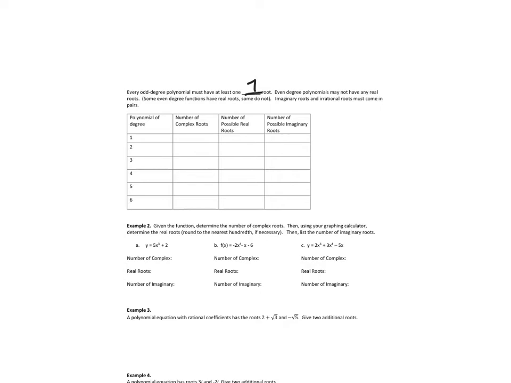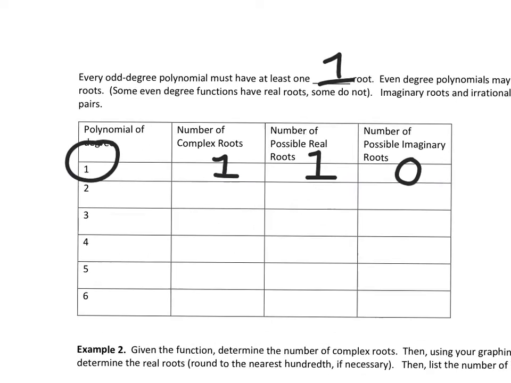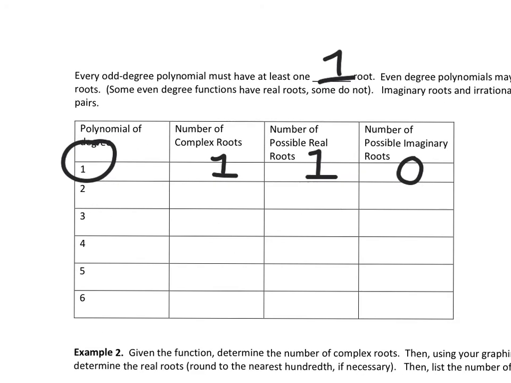So if it's degree 1, the number of complex roots is 1. If it's an odd degree, it has to have one real root. And so if it has one real root, it must have 0 imaginary roots. Then we'll do degree 2. So degree 2 has 2 complex roots. I'm just going to fill in this row right here, because remember, the number of complex roots is equal to the degree of the polynomial.